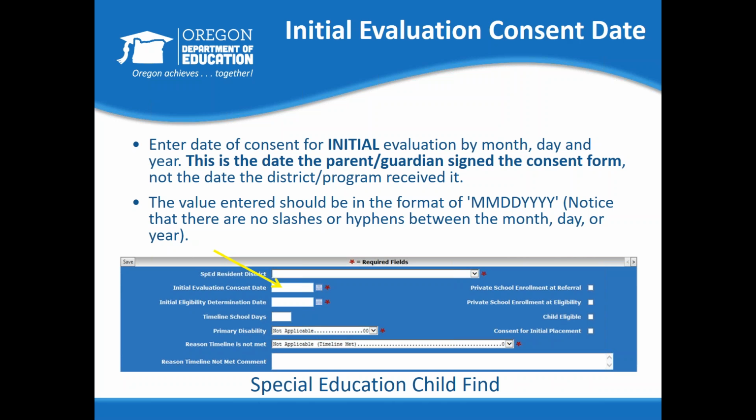Initial evaluation consent date. Even if a parent, this is for early childhood, completes the consent and signs it, but waits a while before that document is actually turned in, you still need to go back to the date that the parent actually signed the initial consent. Also, when you're reporting the date, you need to have it in the month, date, and year in the right configuration. So you'll see MMDDYYYY is the format you need to put in dates.